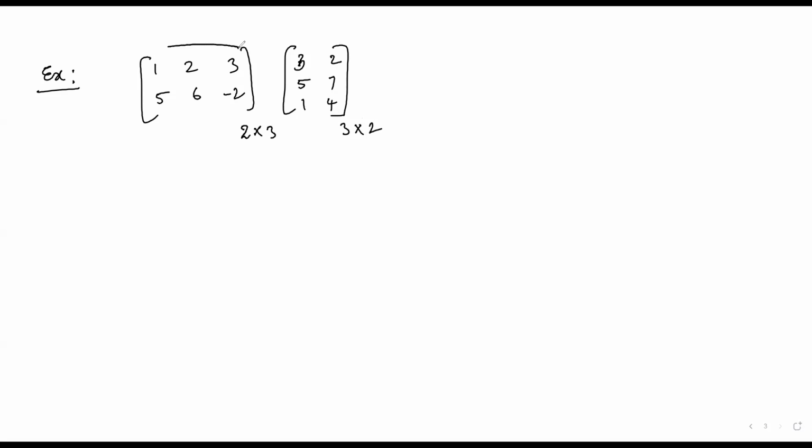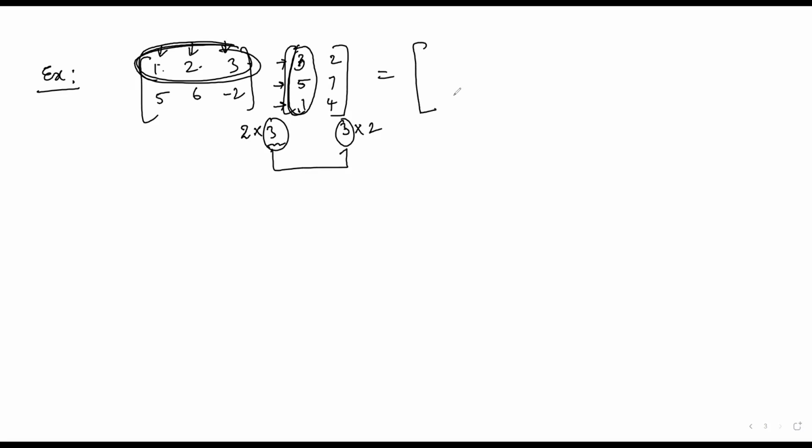First you should check that the entire row can be multiplied with the entire column. That's all, only one thing. Entire means what? 1, 2, 3, so 3 elements are there. Here 3 elements should be there. How many columns are there? 3 columns. Here how many rows are there? 3 rows. 3 elements means 3 rows must be there. So these two are equal, so it exists, and the resultant matrix is of 2 by 2.